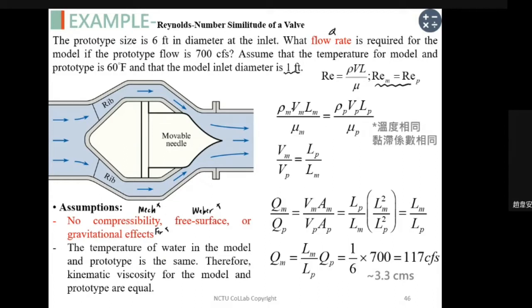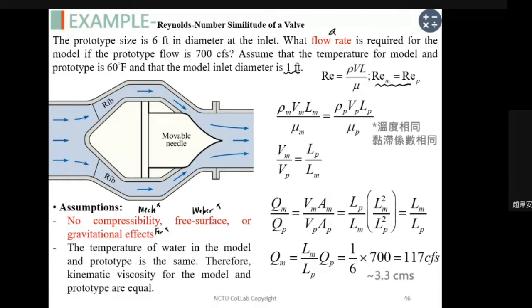So again, we just write down the Reynolds number in the model and the Reynolds number in the prototype, and then make the balance. And finally, we only have Vm divided by Vp is equal to Lp divided by Lm. So the problem we meet, we need to answer how large the discharge in the model is.